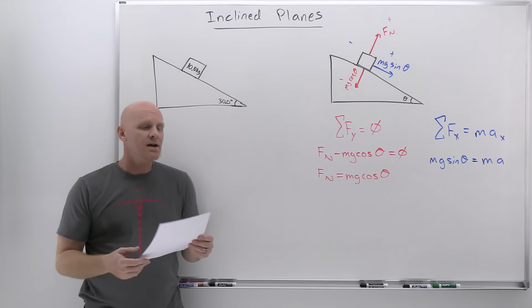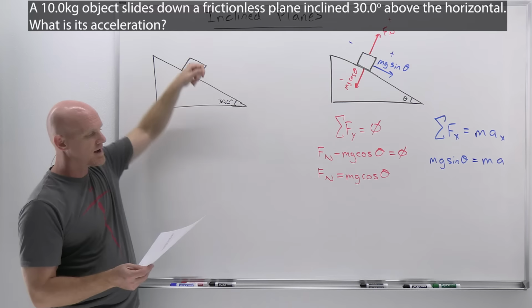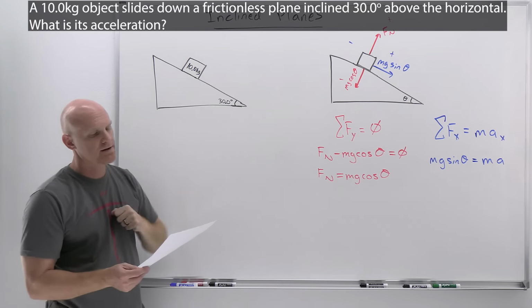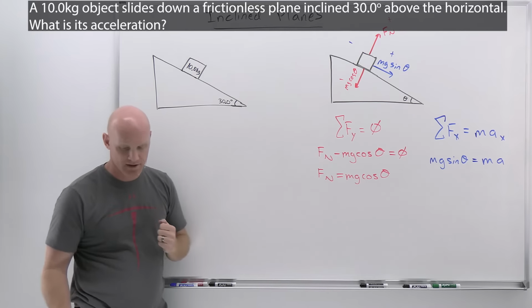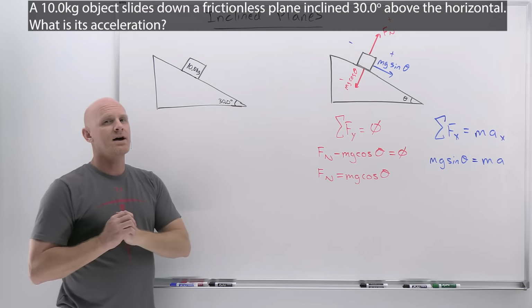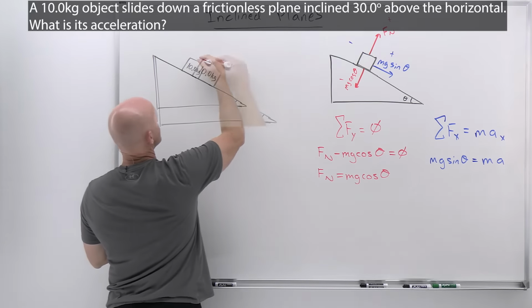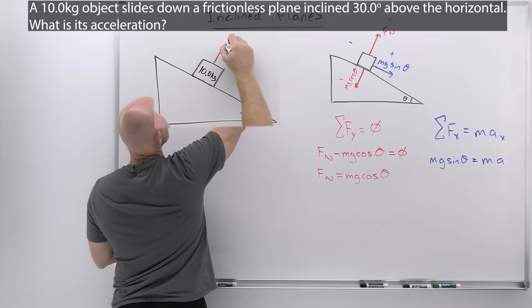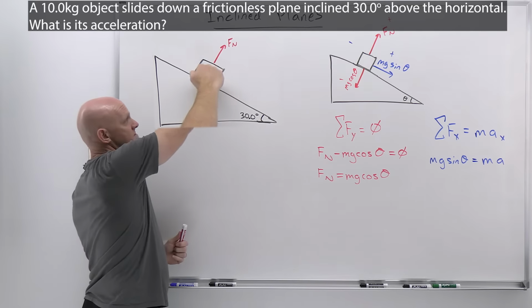All right, first inclined plane problem we're going to look at here. A 10.0 kilogram object slides down a frictionless plane inclined 30.0 degrees above the horizontal. What is its acceleration? All right, so first thing we'll do, just like normal, set up a free body diagram. But again, if you're asked to draw the proper free body diagram, yeah, you should draw the normal force and the weight straight down.